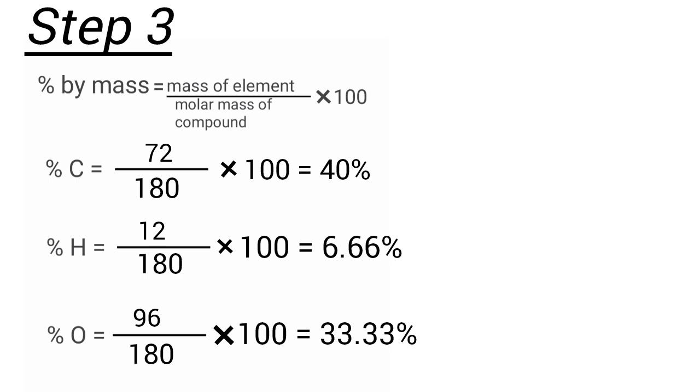So the percentage of carbon is 40%, while the percentage of hydrogen is 6.66%, and the percentage of oxygen is 53.33%.